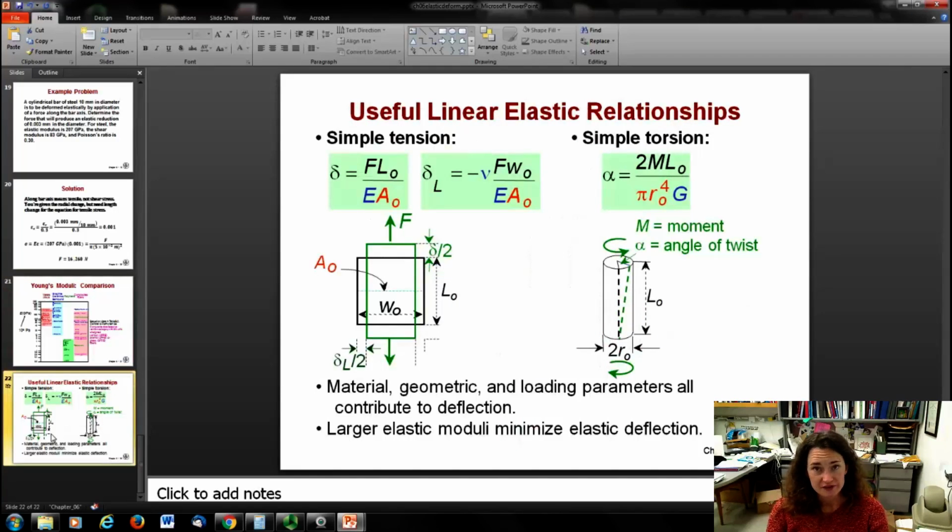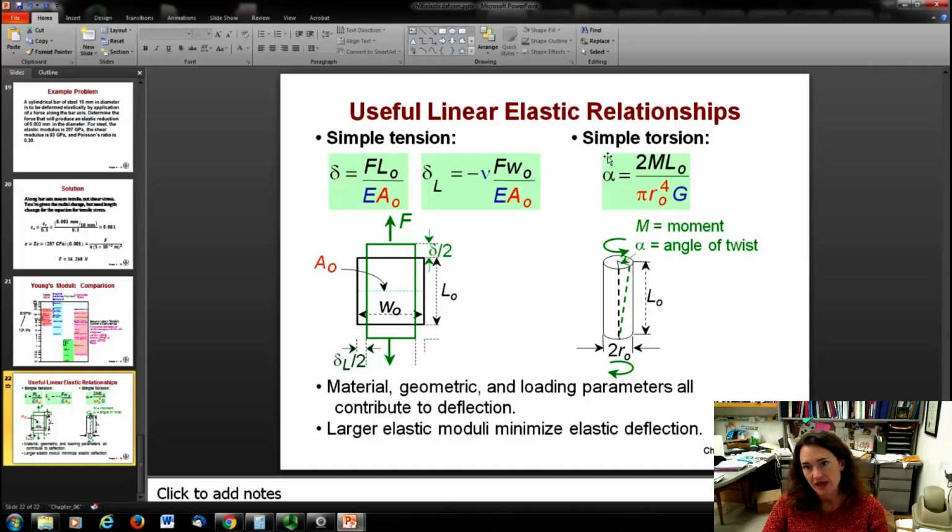Here are some more useful elastic relationships that you might need in your homework or if you go out into the world with some engineering problems. These relationships for simple tension are just giving you what your maximum deformation is in terms of the stress and the initial length and the modulus. So remember that your strain would be your deformation divided by that initial length, okay? And then this force over area, that's just your stress, okay? So this is just a rearrangement of that equation. And then here's a rearrangement of that equation for the lateral deformation.